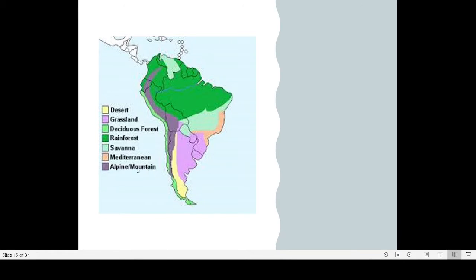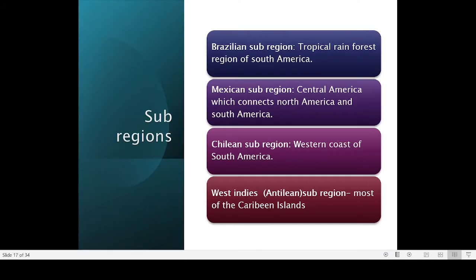The alpine mountains are there. So it has a unique climate. That is why it is placed as a separate subregion, differentiating it from other parts of South America or the Neotropical realm. Now these are the features of the Chilean subregion. Then another subregion is the West Indies subregion.